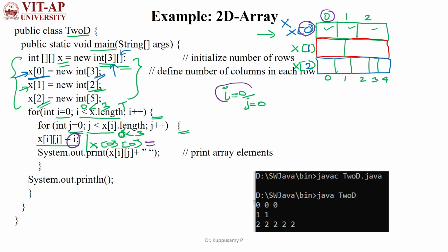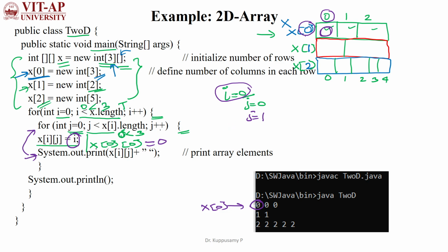What is the i value here? 0. So 0 is assigned in this position, and that is what is printed here. x of 0 means the first row, and 0 comma 0 means the first column in the first row. Then that is printed using System.out.print. Now the inner loop is incremented, j is incremented by 1.